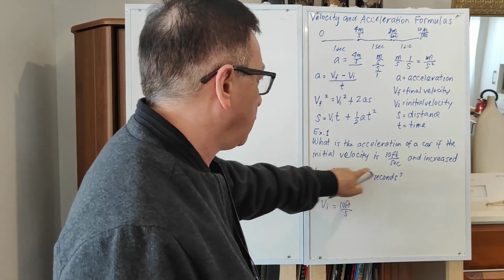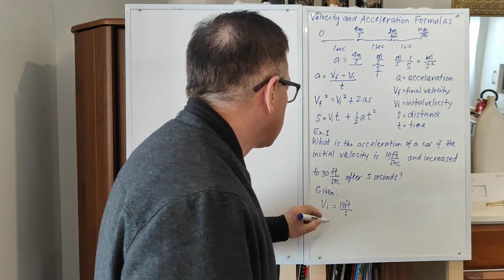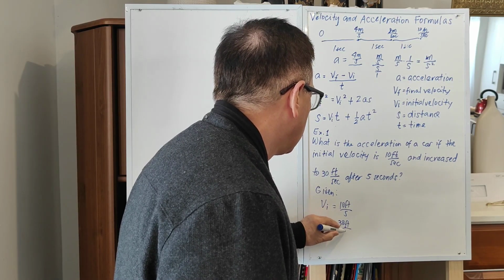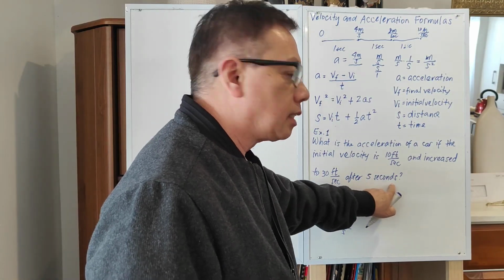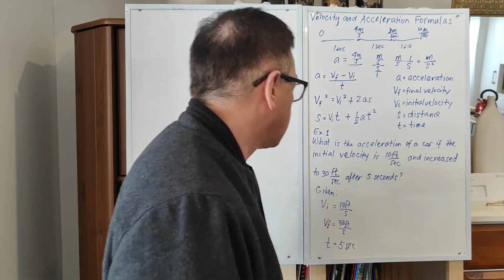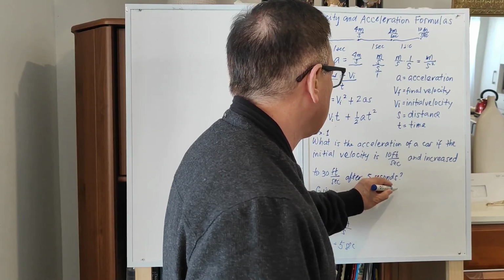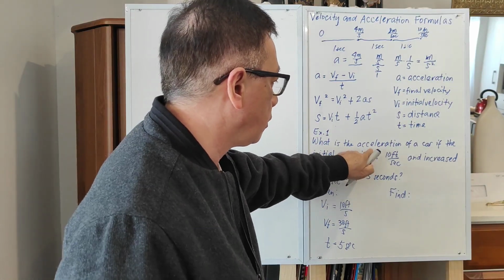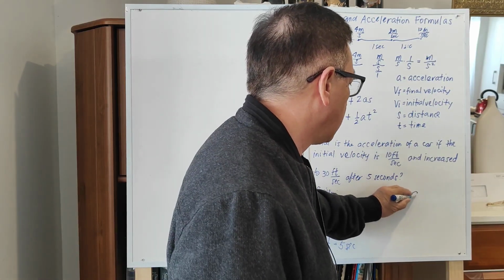And what else is given? So it increased to 30 feet per second. So this is the final velocity, which is VF, 30 feet per second. After 5 seconds, seconds is a unit of time. So your time is 5 seconds. So what is being asked? So find: what is the acceleration? What you need to find is the acceleration.